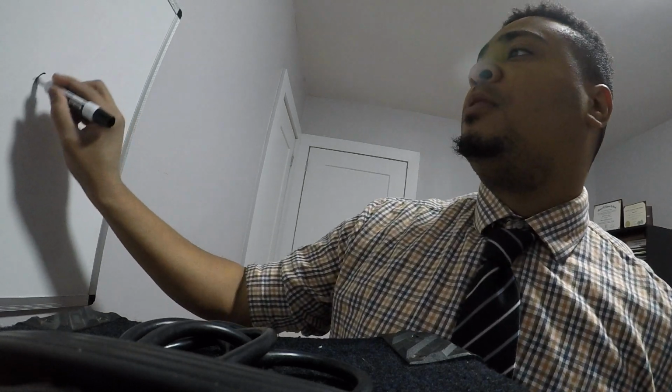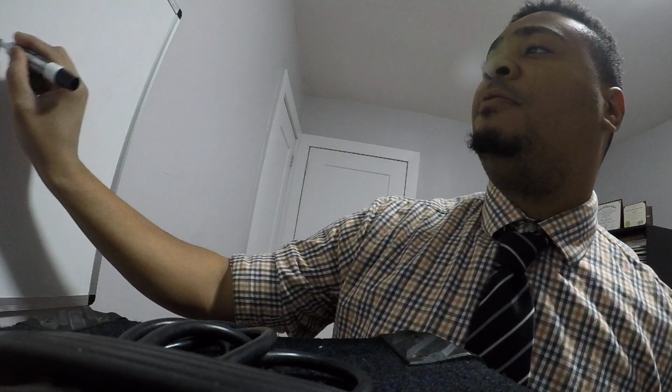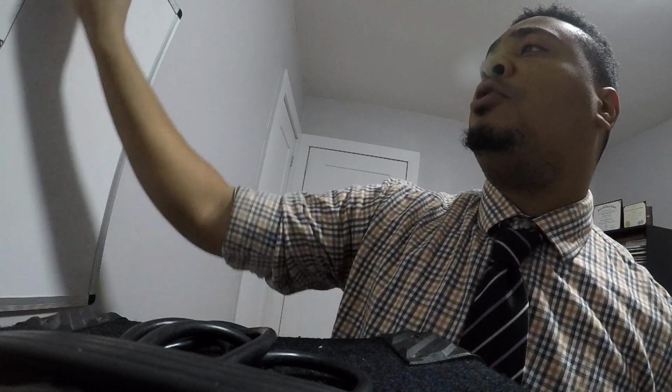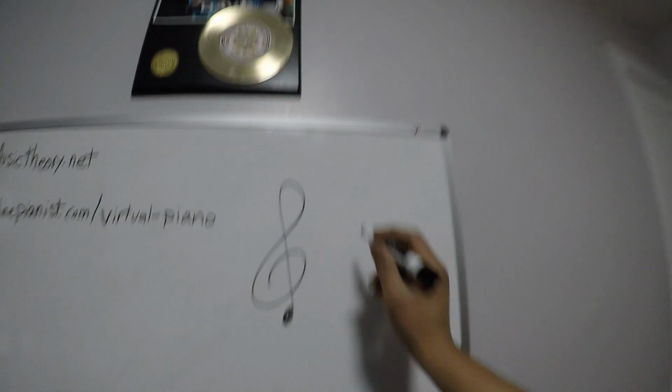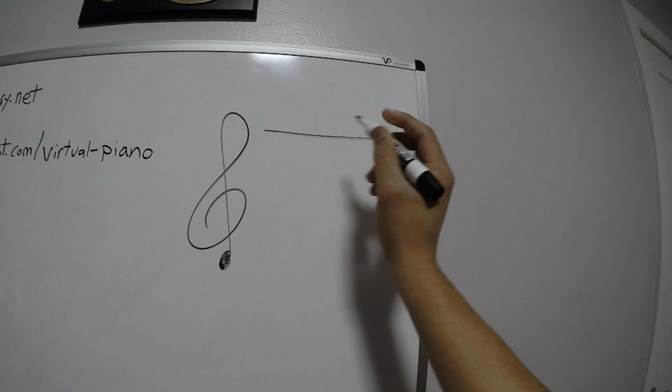So the first thing we're going to talk about is a review. It is called the treble clef. Most of you guys should already know what the treble clef is and what it looks like. Here's my drawing of it. Next to the treble clef, we have what's called the music staff.